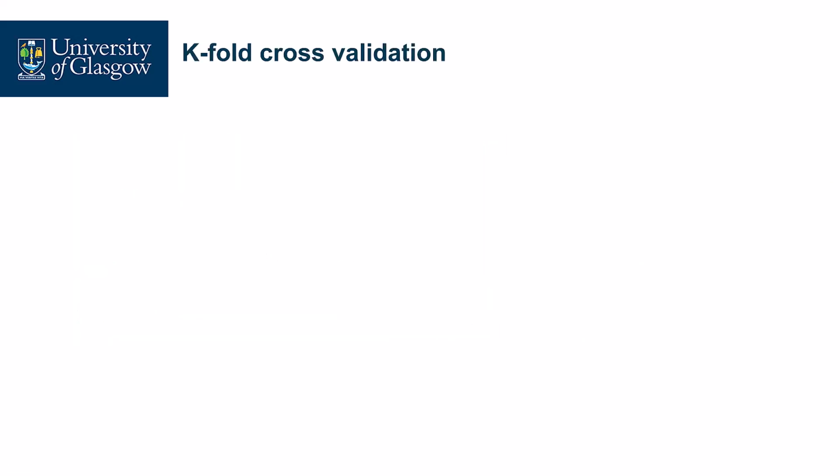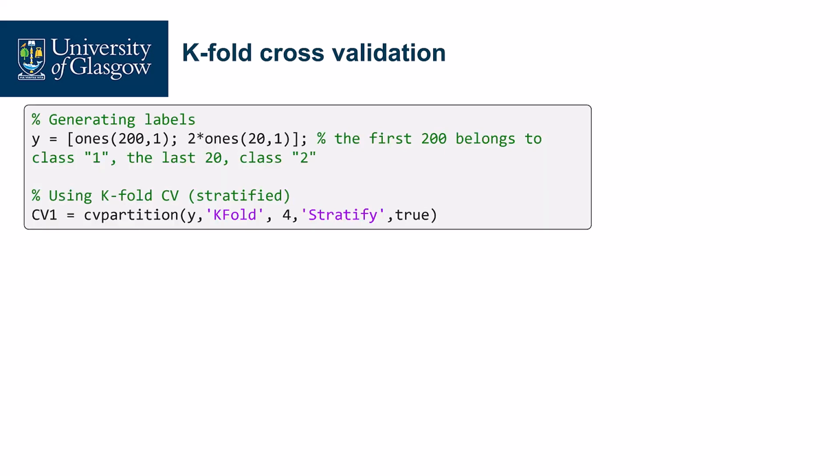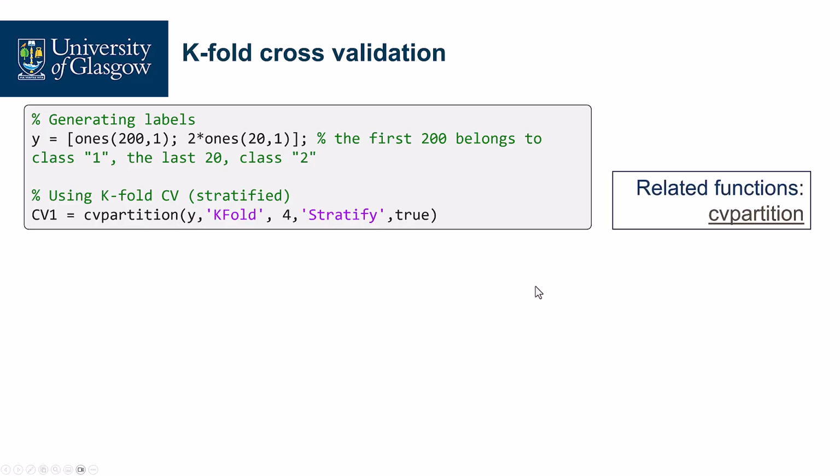Here I provide an example. I create a data set called Y, and it has 2 classes. The first 200 samples have the value 1, and they belong to class 1. The last 20 samples have the value 2, and they belong to class 2. Now I want to build the k-fold cross-validation using stratified sampling. Why? Because the second class is much smaller than the first class. So I write cvpartition, Y, which is the group, k-fold equals 4, and we use stratification.